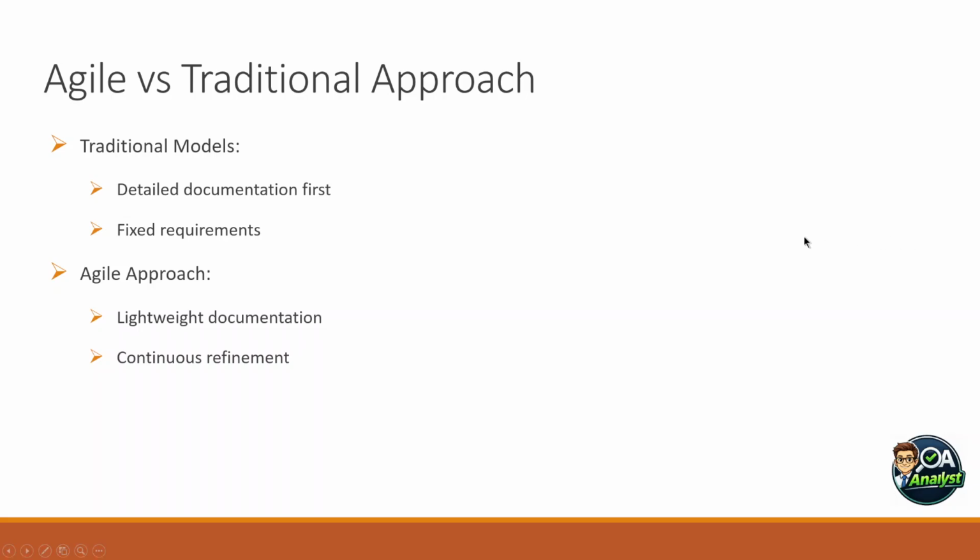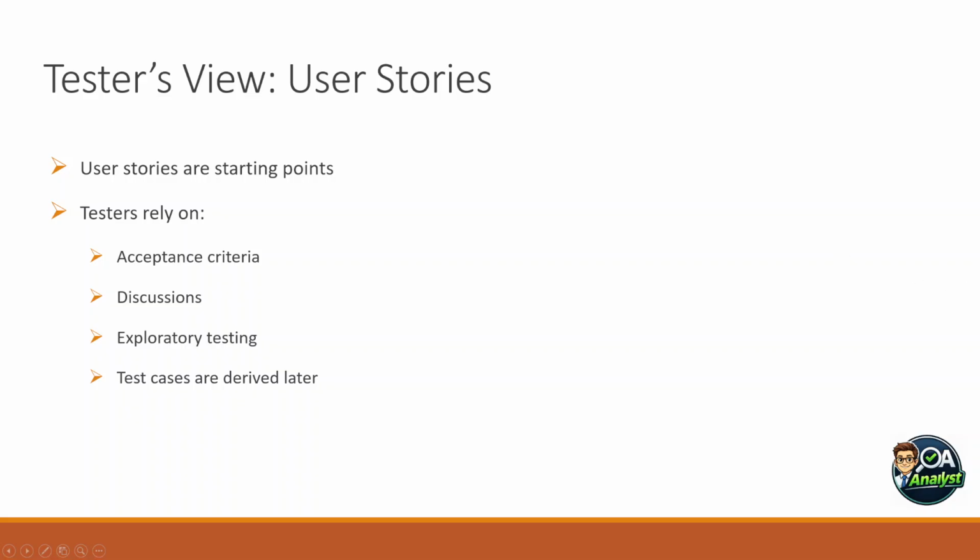From the tester's point of view, user stories are a starting point. Testers use acceptance criteria, discussions with the product owner, and exploratory testing to derive test scenarios and test cases. So testers do not test user stories directly. They test what comes out of them.